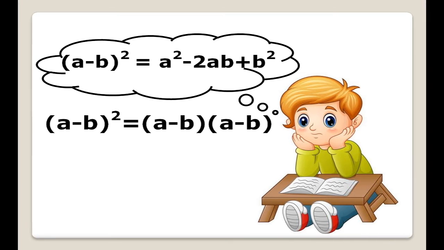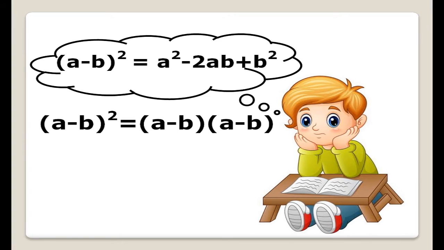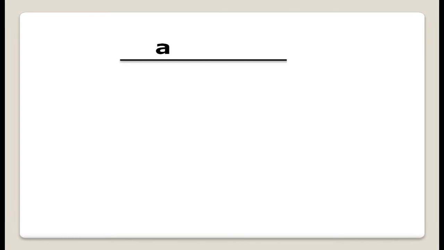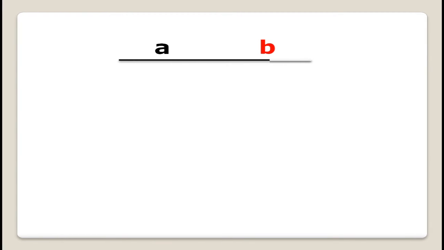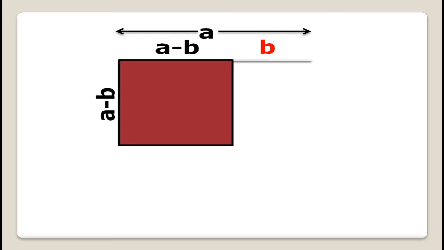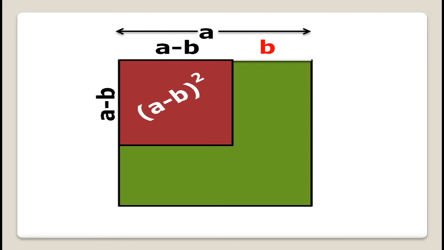As we know, (a minus b) whole square is equal to (a minus b) into (a minus b). First of all, we consider a line segment a, then we subtract b. Take away line b as here. The rest of the line is a minus b. Since we are talking of the square of a minus b, we consider a square of length a minus b, whose area would be (a minus b) into (a minus b), because we know the area of a square is equal to side into side. And how do we get this identity?